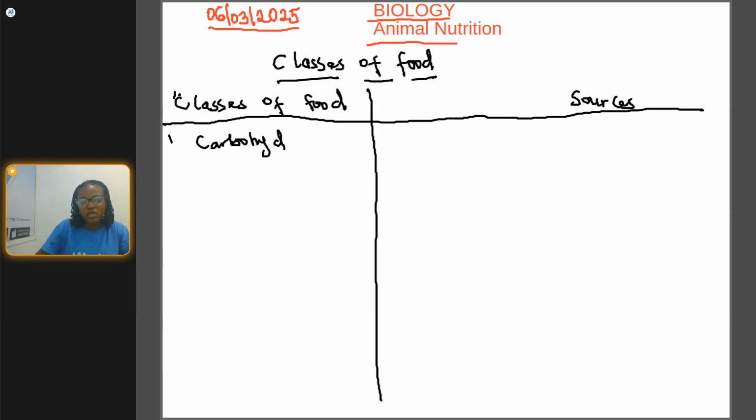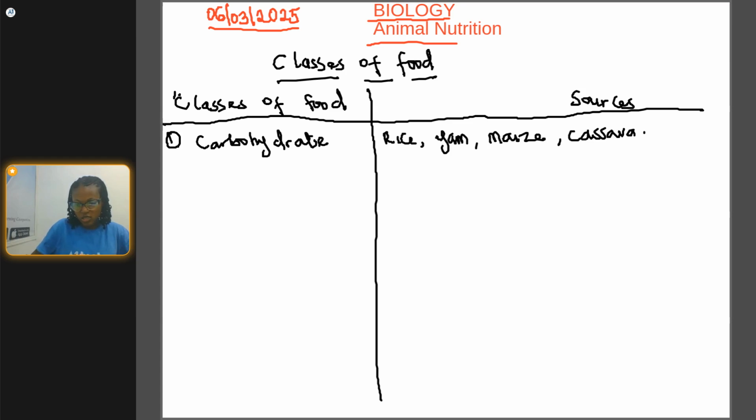I want this class to be interactive. So you can give me examples of carbohydrates using the chat box. As I'm seeing it in the chat box, I'll be writing it on the board. So let's start. The carbohydrate foods that we have: we have rice, we have yam, we have maize, we have cassava, etc. We have some other carbohydrate foods.